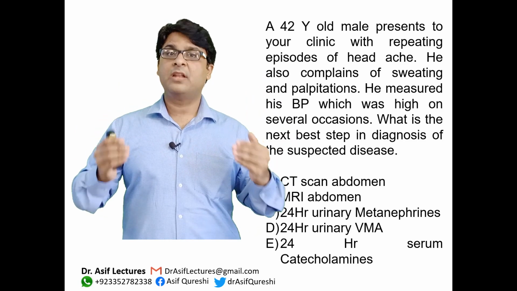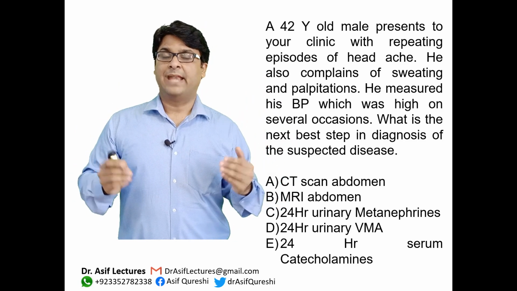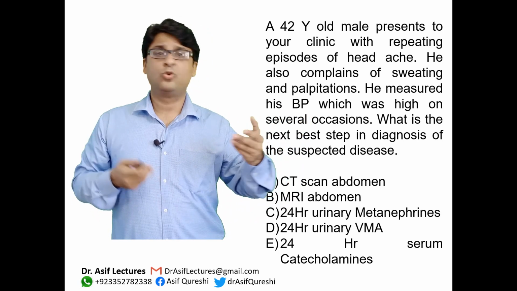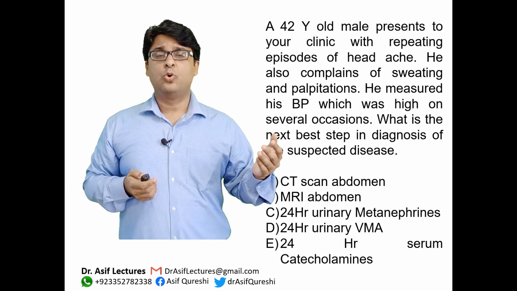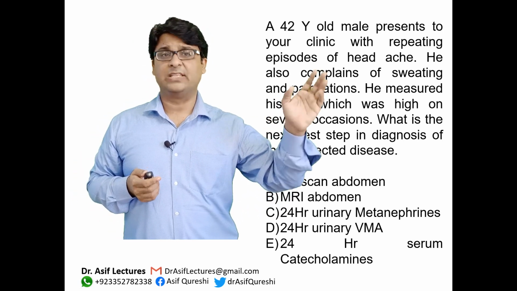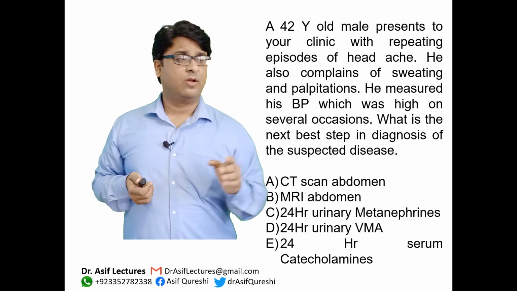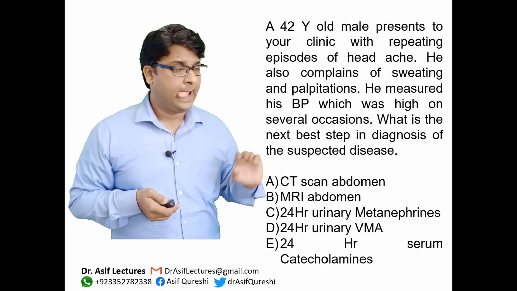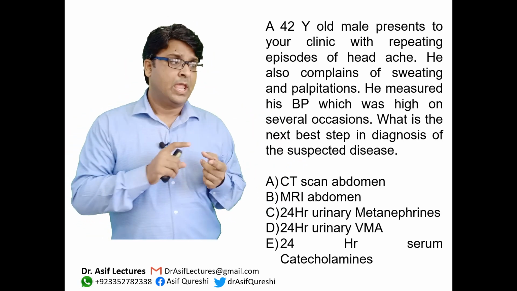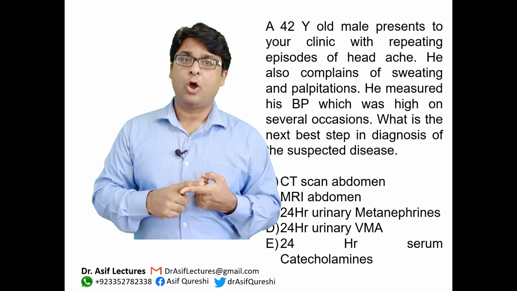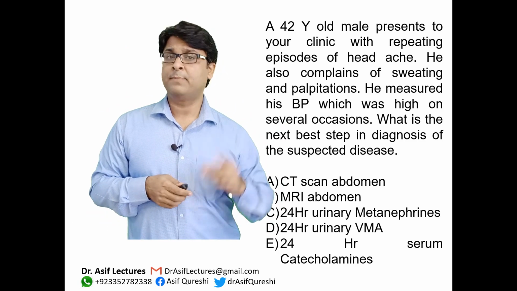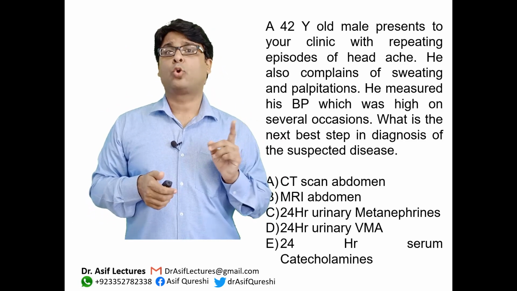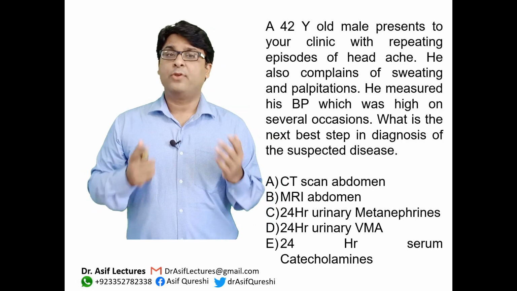So get the biochemical profile first and then do the scan. Here, we don't know about the biochemical profile, so we will rule out the scans. We don't do CT scan of abdomen or MRI scan of abdomen. A and B are out of question, okay? Now, look here. Options C, D, and E can all be done, because here you are expecting pheochromocytoma because of the symptoms.